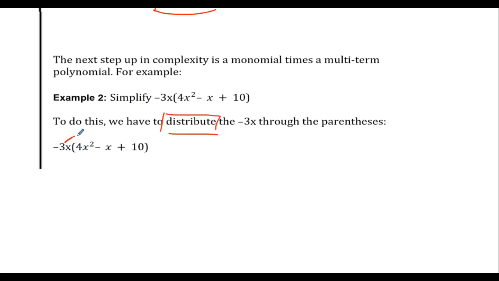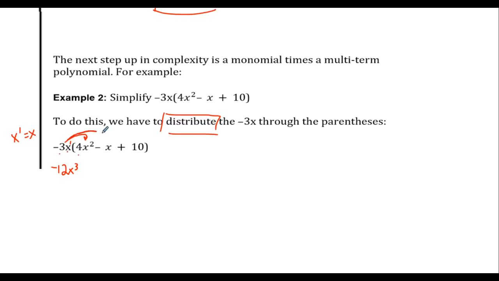So, negative 3x times 4x squared. Well, that'll be negative 3 times 4 is negative 12, and x times x squared is x cubed, because there's an understood one of an exponent, because remember, x to the first is just equal to x. So there's an understood 1 there, and 1 plus 2 is 3.